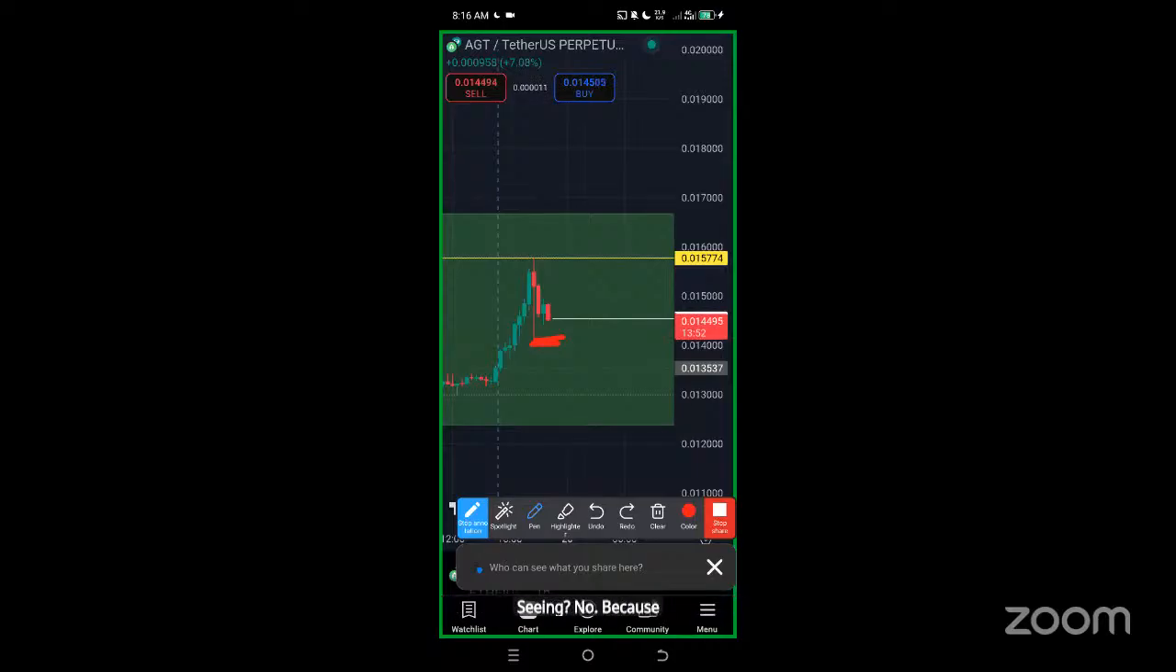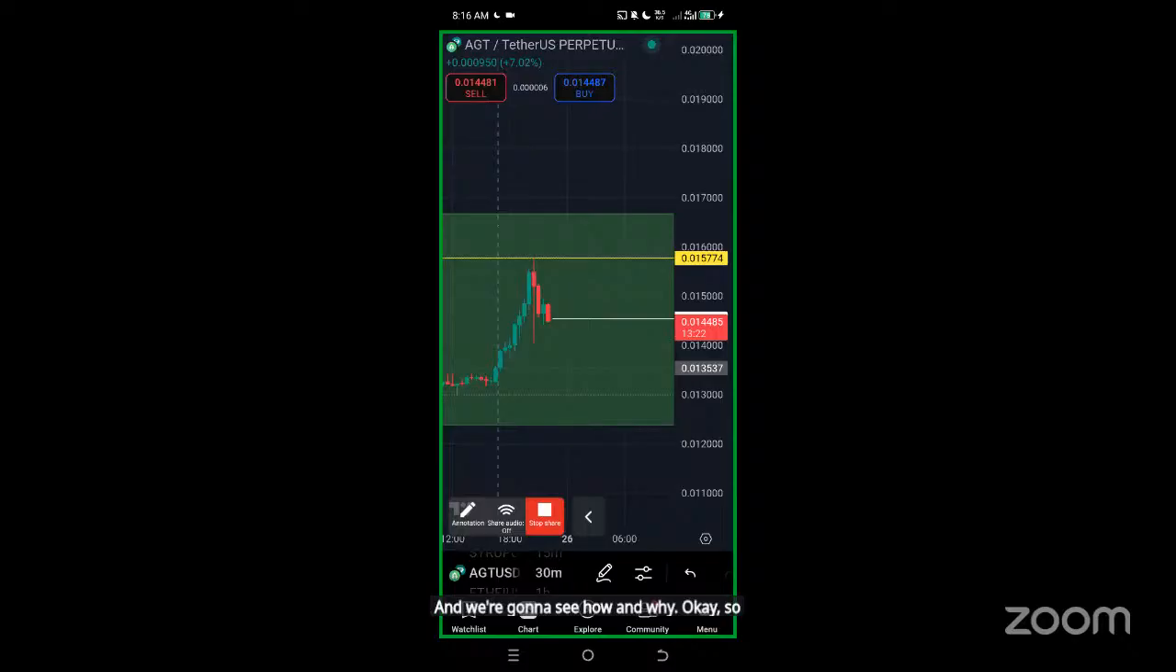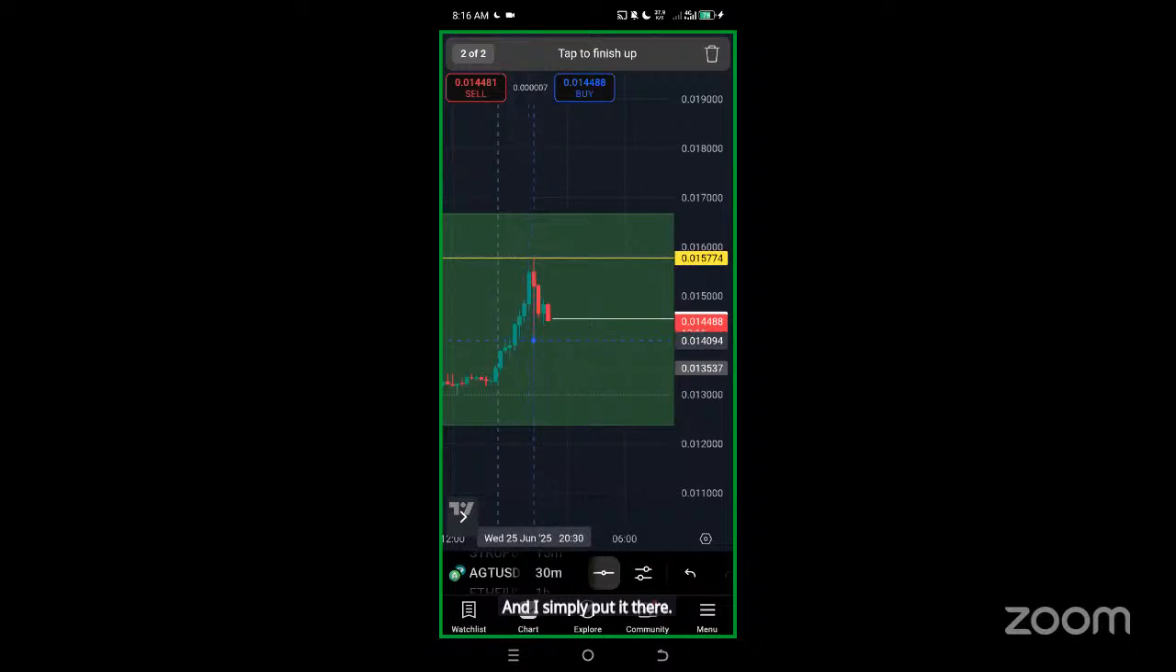Because I saw how the market price built up in this kind of movement, then came back down, and now it is midway. Either it's going to fill up this gap to make sure that it is really a uniform movement before going up, but it's still left for us to see what happens. But to me, this becomes the most recent, and we're going to see how and why. So I'll pick this, and I simply put it there. That becomes my first support.